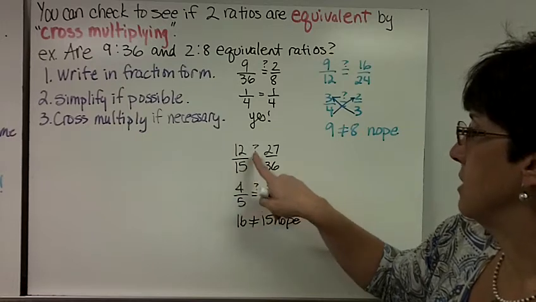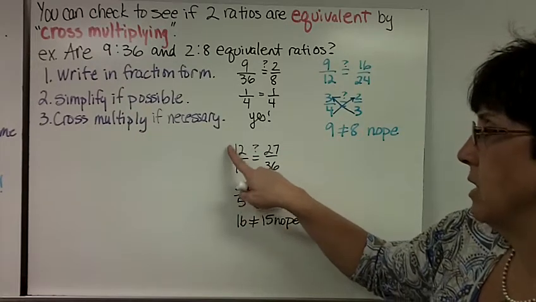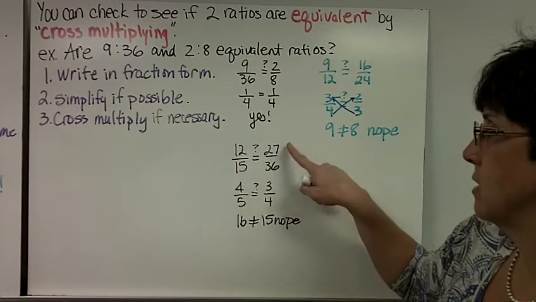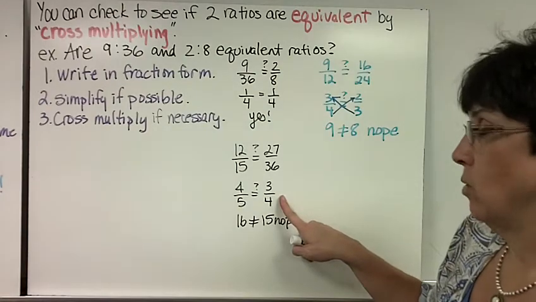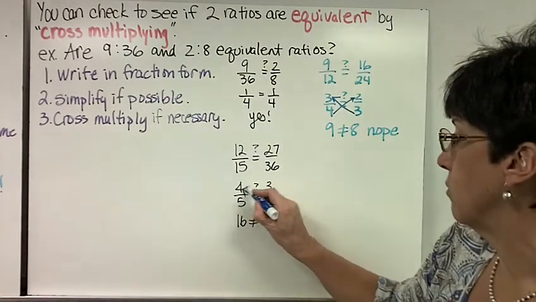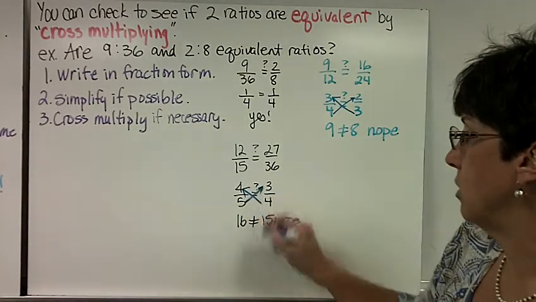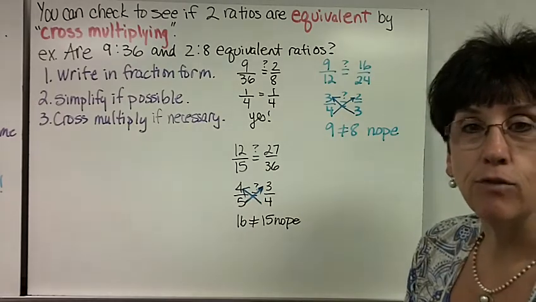Let's do one more. Is 12 fifteenths the same as 27 thirty-sixths? Well, I'm going to simplify again. Divide by 3 and get 4/5. Divide by 9 and get 3/4. What if you don't know that these are different fractions? Cross multiply again. 4 times 4 is 16. 5 times 3 is 15. Nope, it's not equivalent. And that's it for ratios.